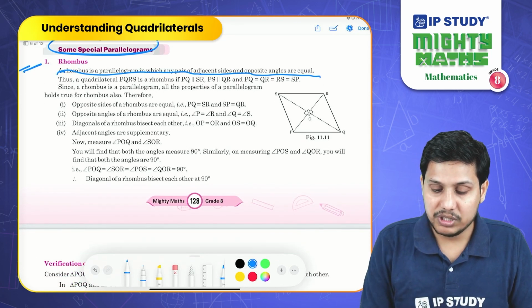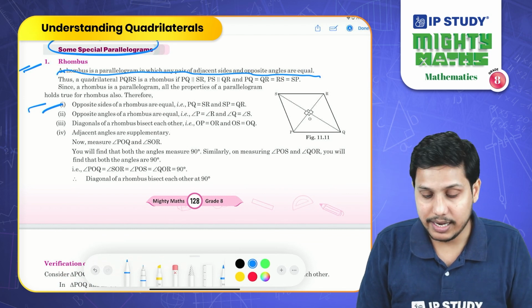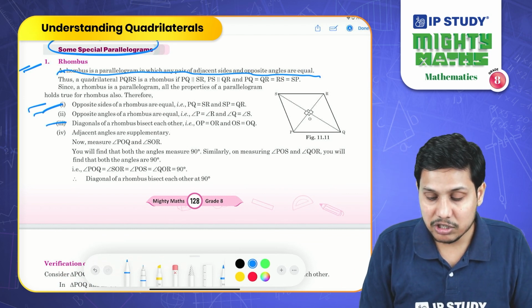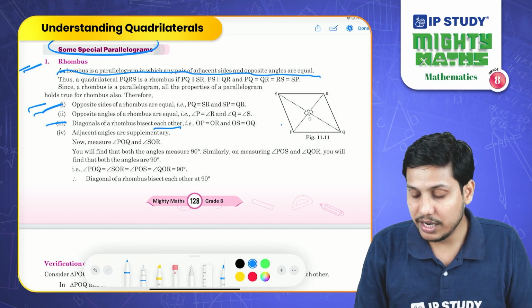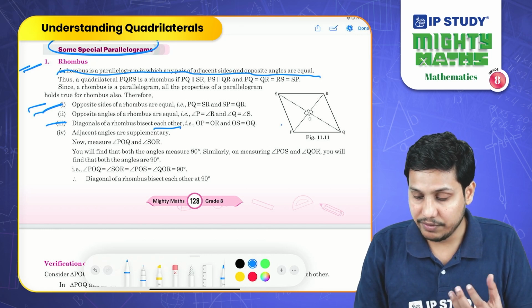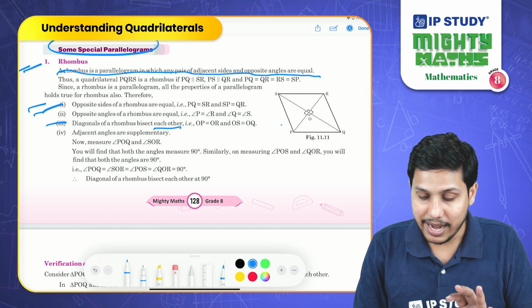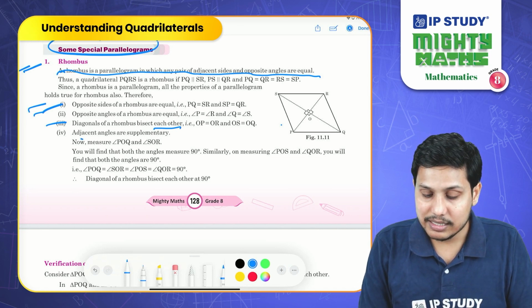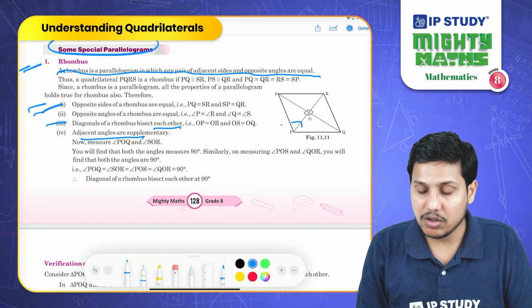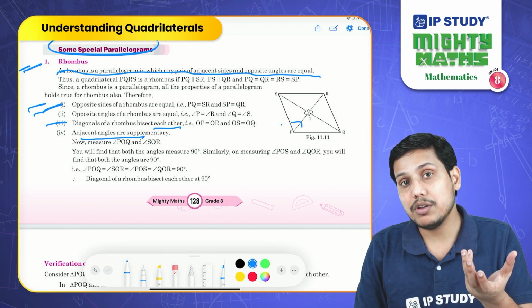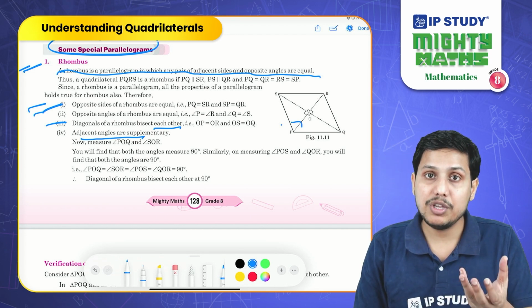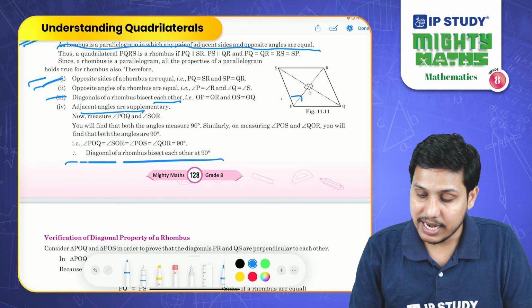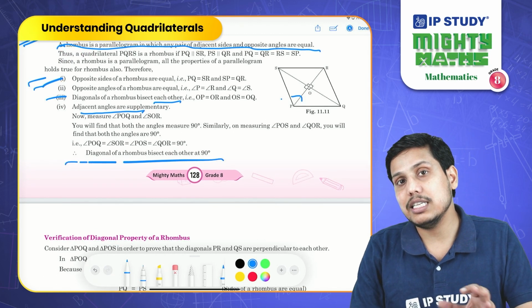Yes, so opposite sides of a rhombus are equal and adjacent sides are also equal. Opposite angles of a rhombus are equal. Diagonals of a parallelogram bisect each other. So let's suppose we have a rhombus, then the diagonals will bisect each other because it is the property of parallelogram itself. Adjacent angles are supplementary. So these are all the properties of parallelogram, and this will also be used in rhombus. Diagonals of rhombus bisect each other at 90 degrees. So the diagonals intersect each other at 90 degrees.